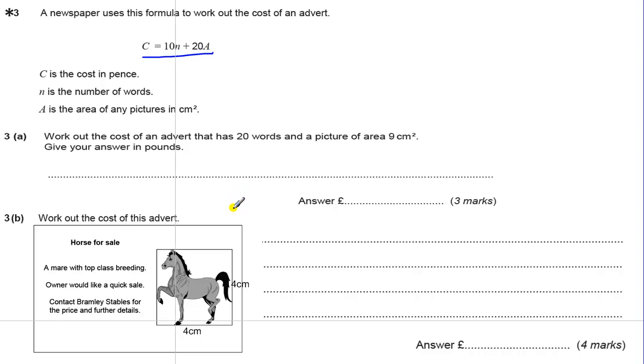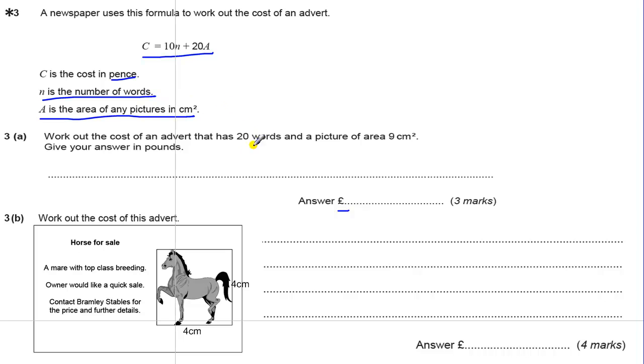The cost is equal to 10 times the number of words plus 20 times the area of any pictures in centimetres squared. So 10 times the number of words plus 20 times the area. There's not much space for your working out. It's just there's a conversion at the end where you've got to change your answer, which here is in pence, into pounds. Not a particularly difficult thing to do, but you've got to notice that that has to be done. It will cost you a mark if you don't.